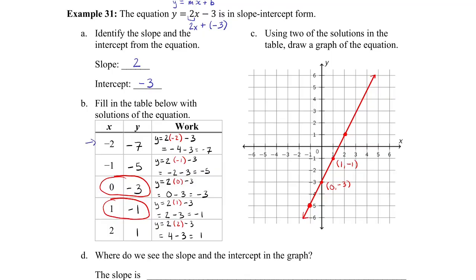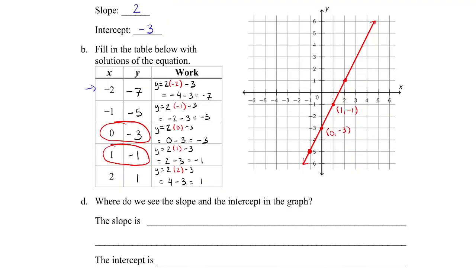-2, -7 does not, because my y-axis only goes down to -6. But if I continued my y-axis down further, -2, -7 would be on that line as well. So where do we see the slope and the intercept in this graph?